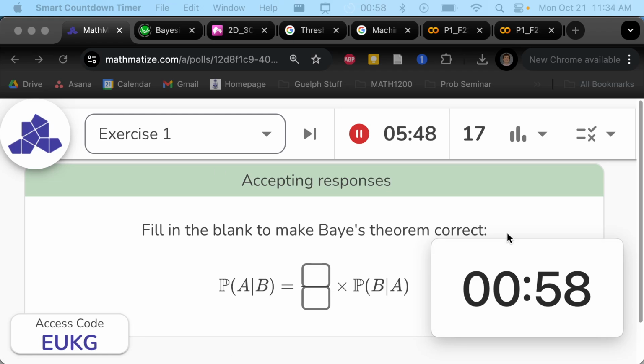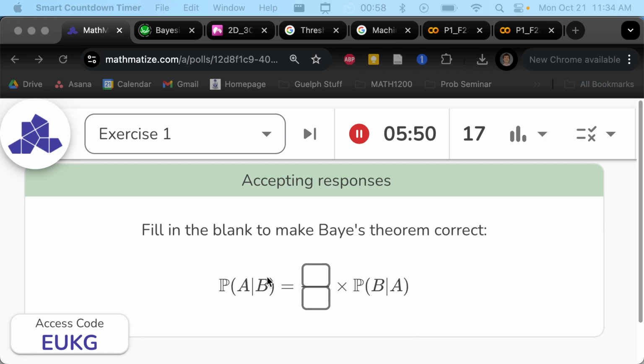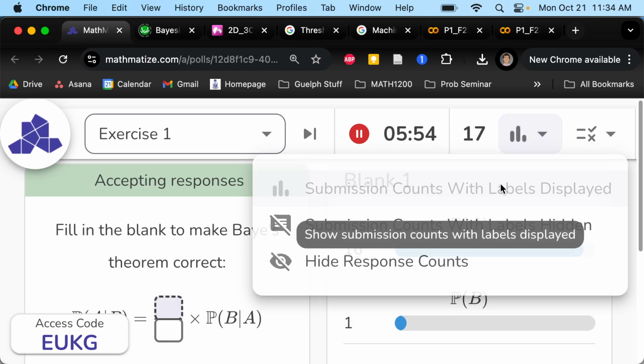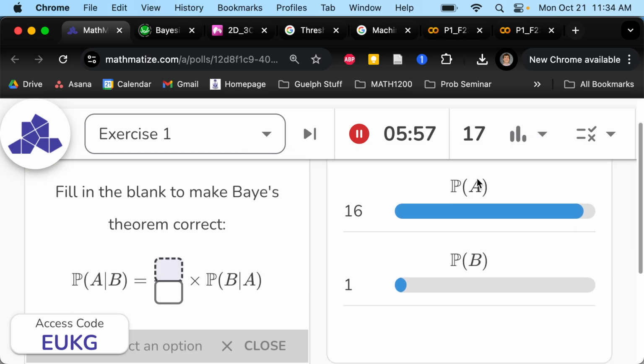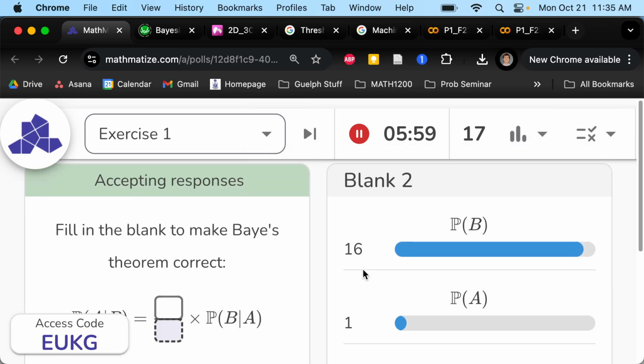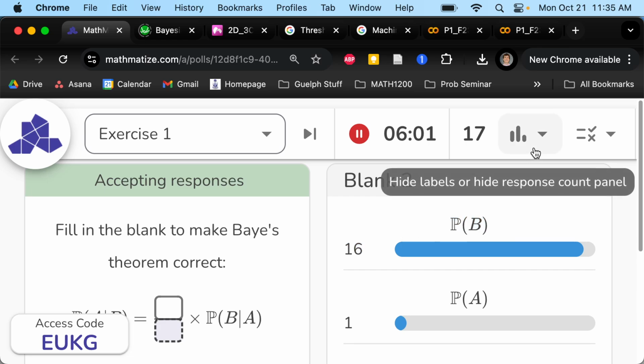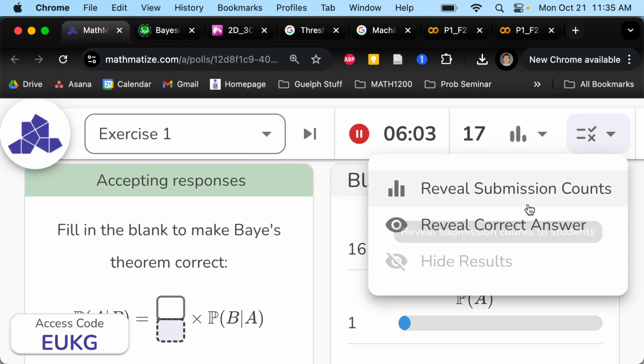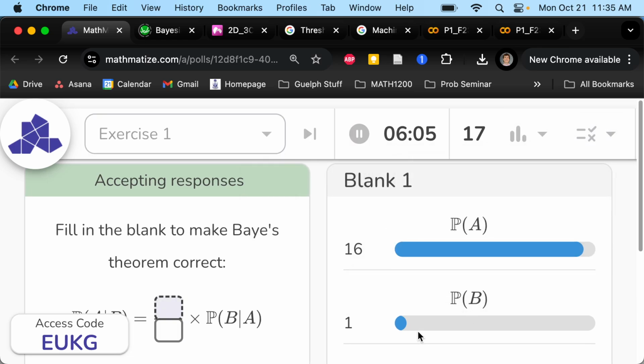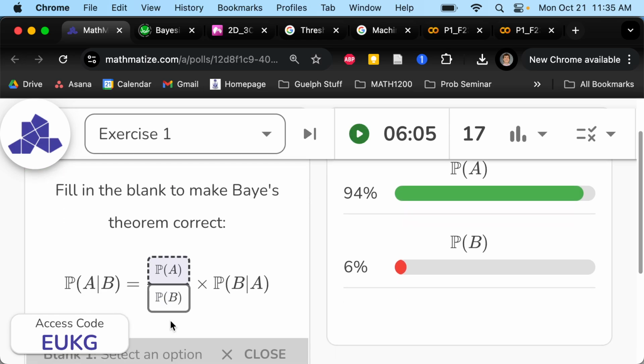Figure out what is the right answer here. A given B is something in terms of B given A. And what did people say? What are the things you got to do? 16 people said you put P of A on the top, and presumably they put P of B on the bottom. That is the right thing to do. So good job, everyone who did that. So P of A divided by P of B, that's the right answer. And that is going to let us do so-called Bayesian classification.